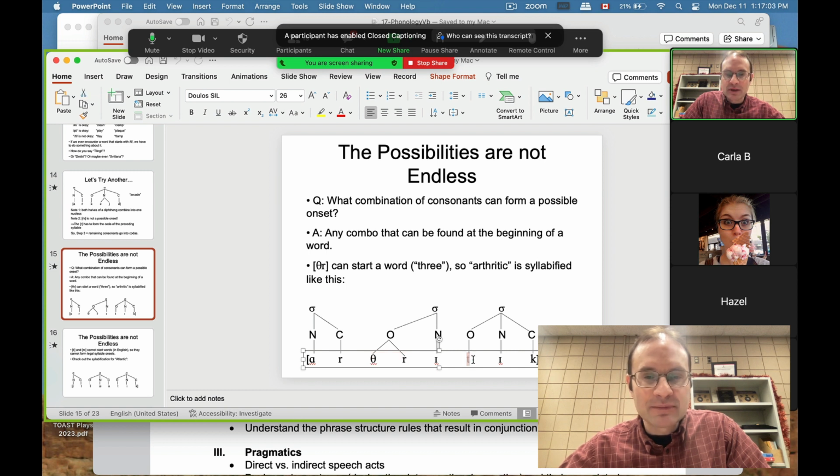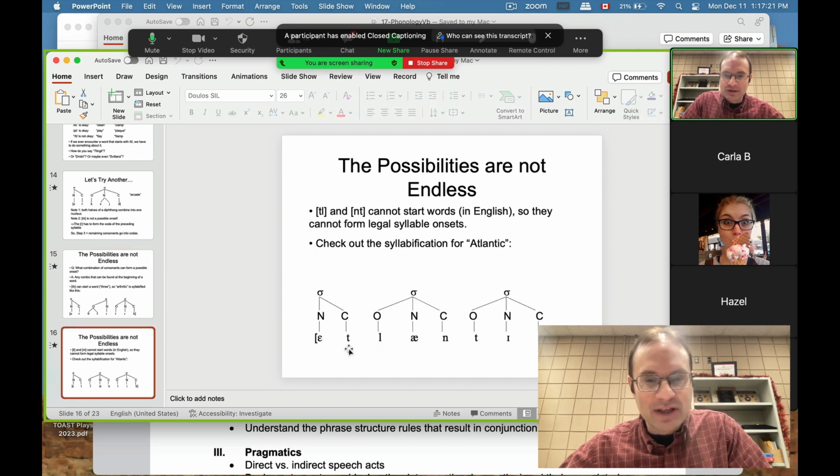The th here becomes the onset of the following syllable. This one does not have an onset. Everything else after that has to go in the coda. So that r goes in the coda of that syllable, and this k goes in the coda of this syllable. So that's the basic approach.